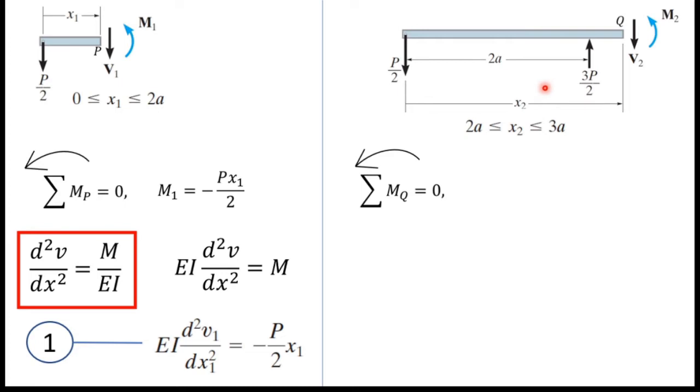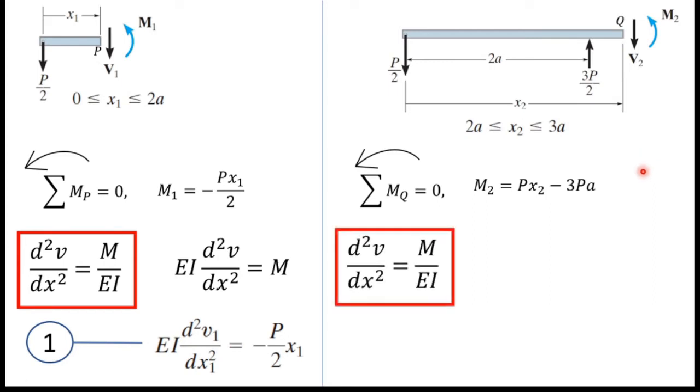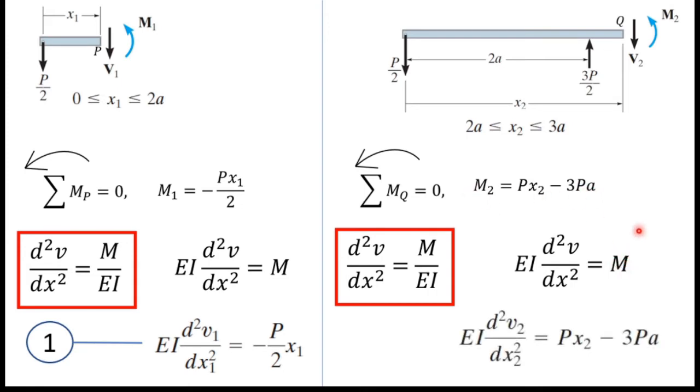Now I am going to take moment about point Q in the counterclockwise direction. Then I will have M2 equals Px2 minus 3Pa. Next I will again write the equation for the method of double integration. Next I will solve this equation for capital M, which is the bending moment. Next I will substitute this M2 value for this capital M. Then I will have this relationship, and I will mark this equation as equation 4.